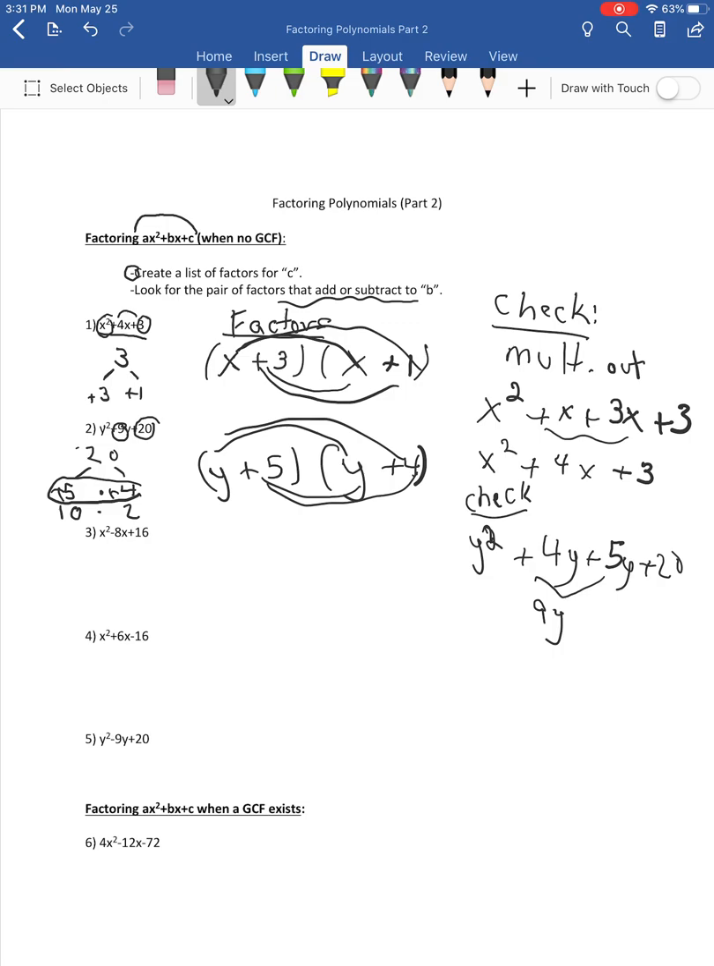Okay, number 3 is slightly different because not everything is positive. We have that negative middle term. So we can make 16 by either 8 times 2, and we should also do 16 times 1, and then we can do 4 times 4. So the pair that either adds or subtracts to 8 is going to be the 4 and 4.